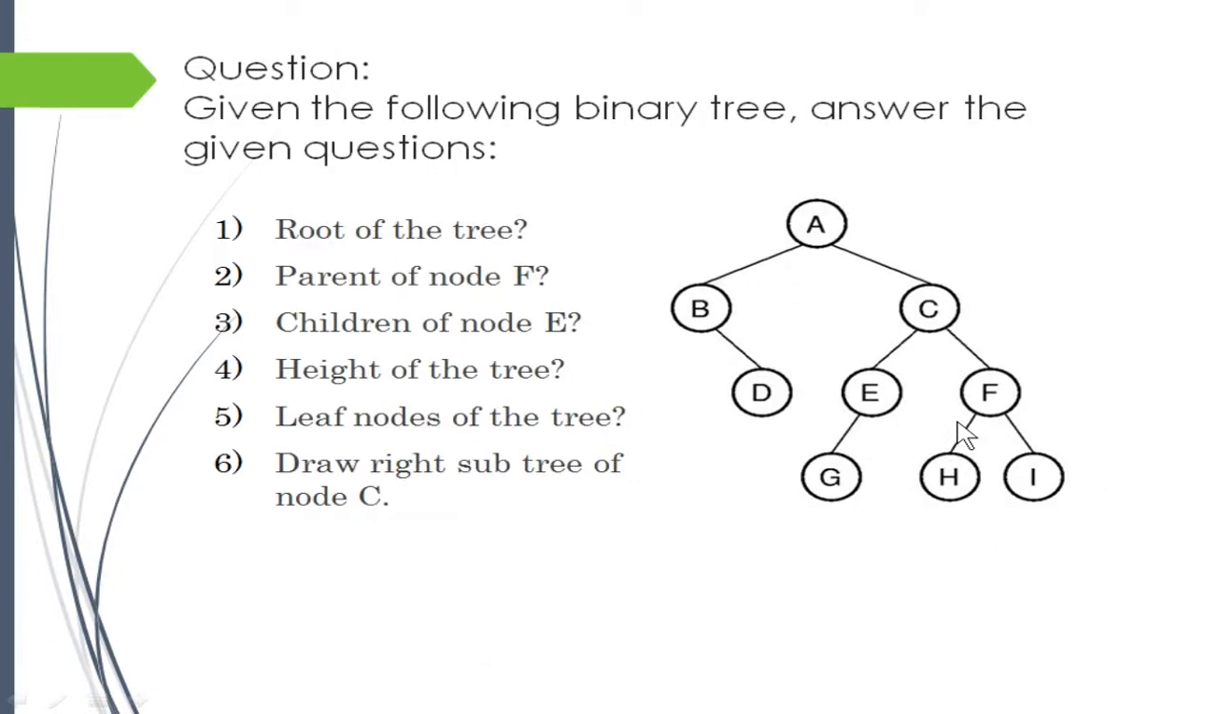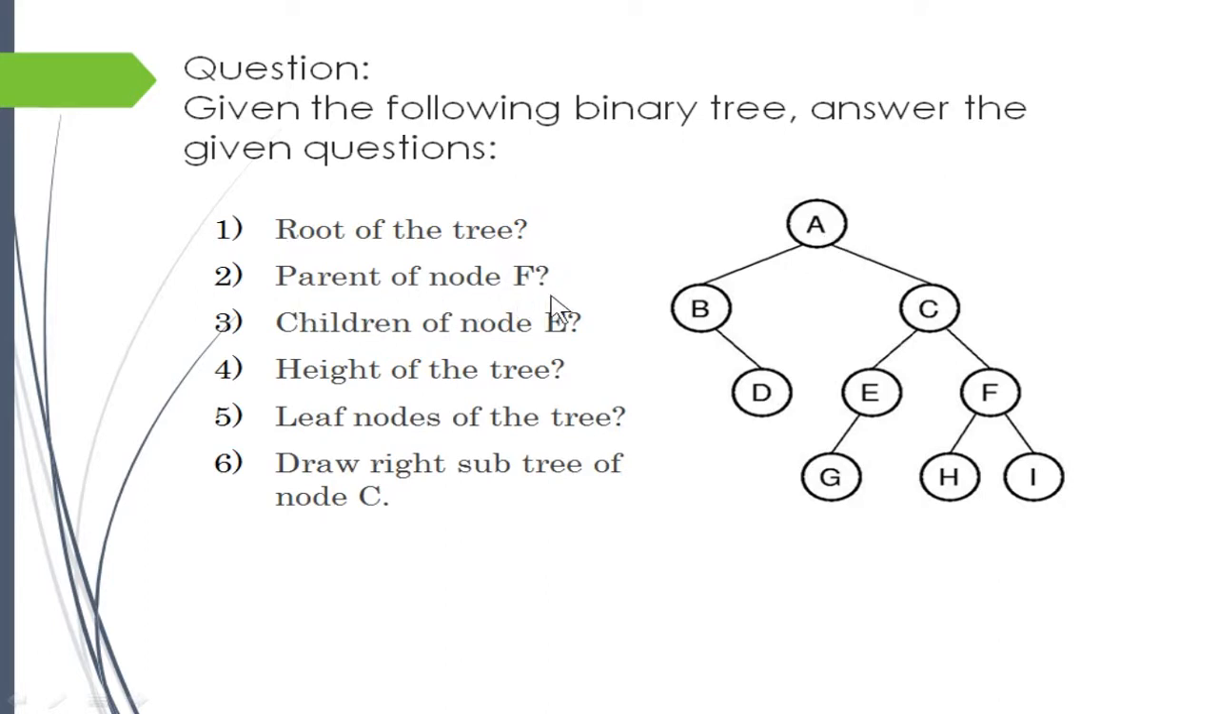Now, as we were discussing, they may ask you questions in the board exam. So here are some sample questions. We will be discussing more questions in the next video. You have to just answer; it's a one word answer. Each carries 1 mark, so it is very easy to score. Given the following binary tree, answer the following questions. Root of the tree: very simple, the root of the tree is A. You can write the root of the tree is A, or you can just write A. That also gives you marks.